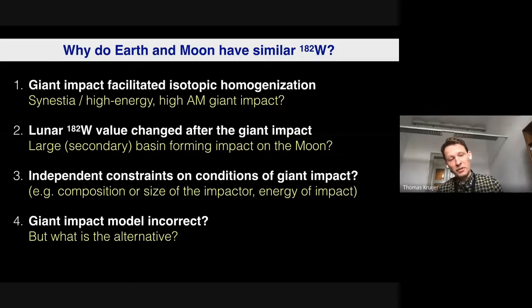And a final option is that the giant impact model itself is simply incorrect, and that we're looking at it completely the wrong way. But of course, then you would have to ask yourself, what is the alternative, and are these alternatives more likely?